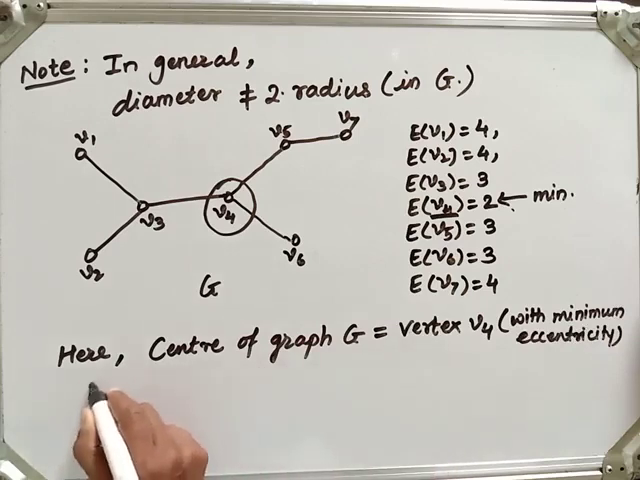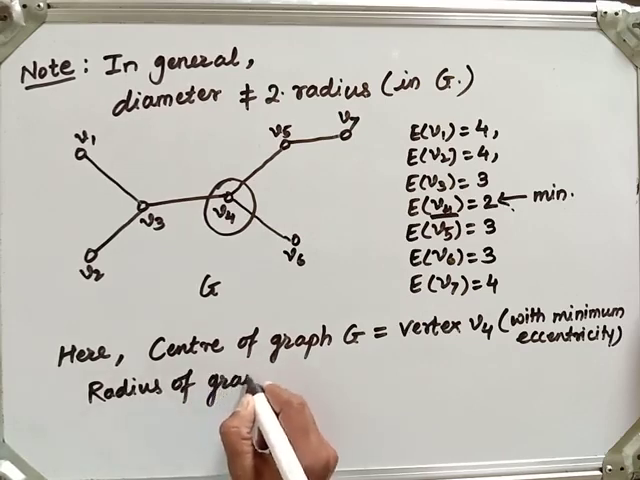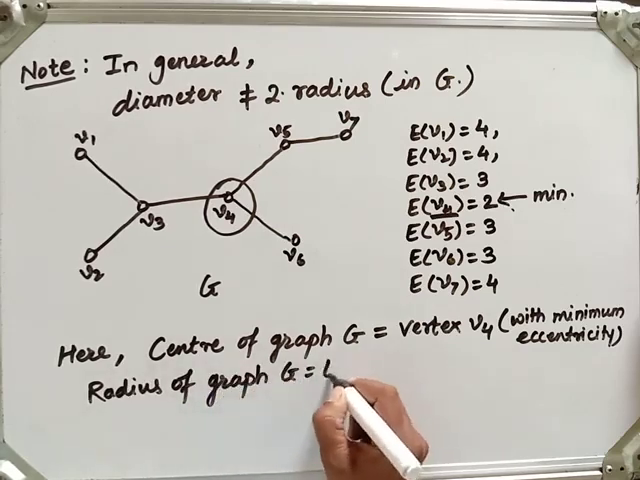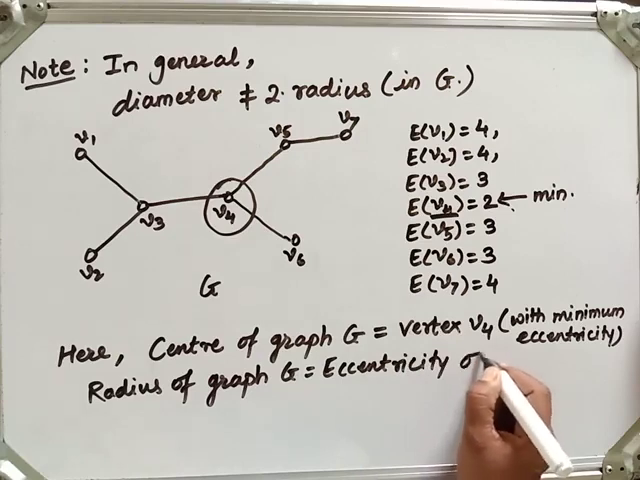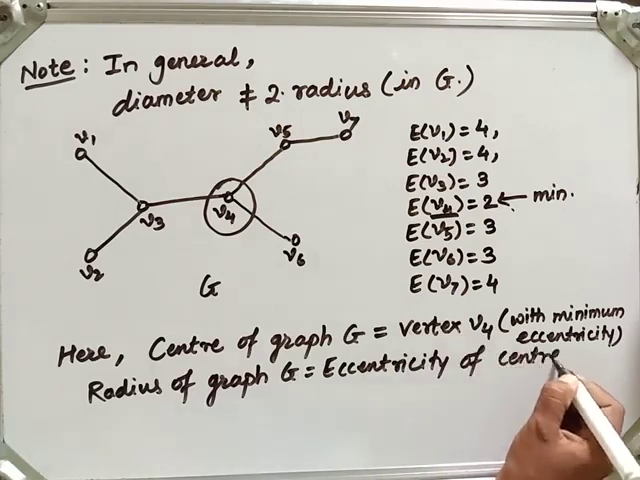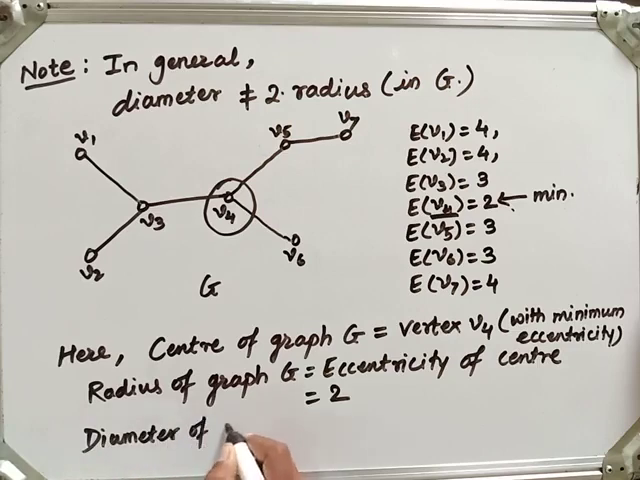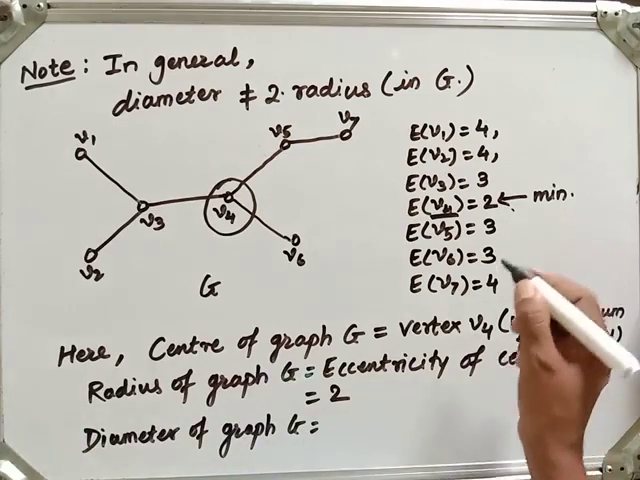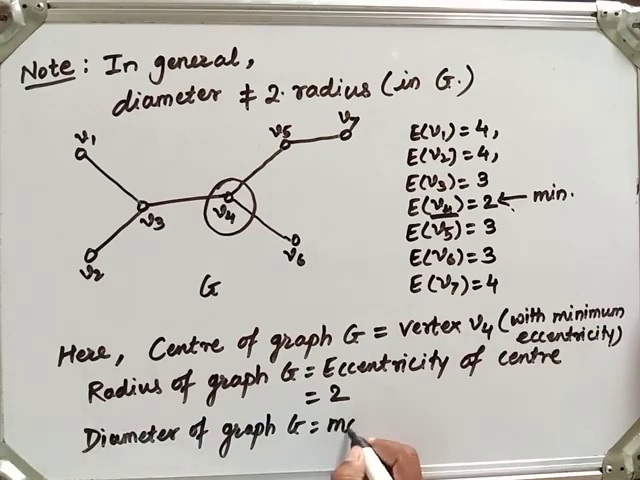Now radius of graph G. What is the radius of graph G? Eccentricity of a center. Eccentricity of center is how much? 2 here, right? And what about diameter of graph G? Diameter of a graph G is what? Length of the longest path, or maximum eccentricity we can say.